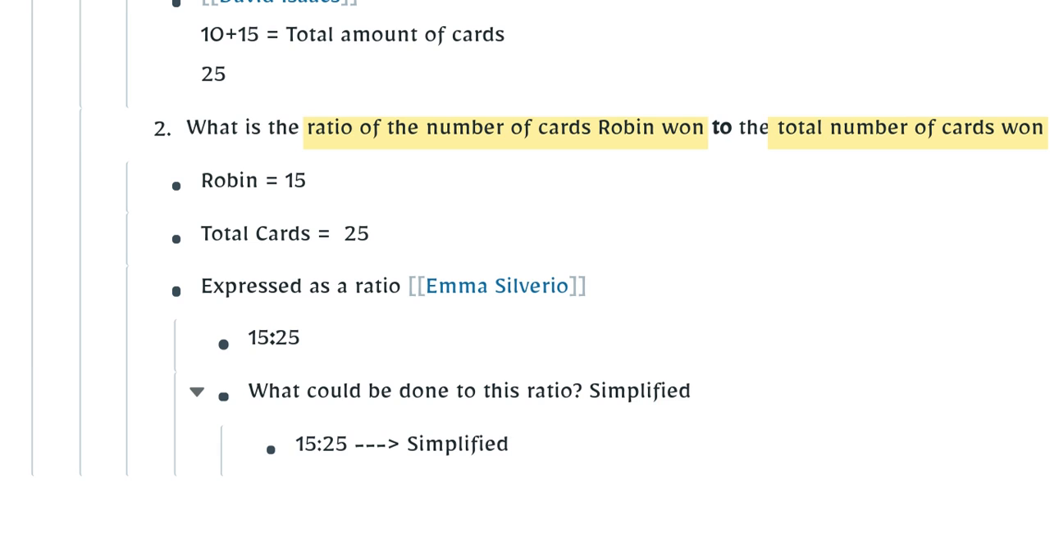Tell me the smallest number that could go into both 15 and 25. The smallest? Yeah. 5. All right. How many times could 5 go into 15? 3. And how many times could 5 go into 25? 5. Excellent. So that is now our simplified ratio. Thank you, Emma. You get your point on the leaderboard today. There you go. So the real ratio is going to be 3 to 5 when simplified by the factor 5.